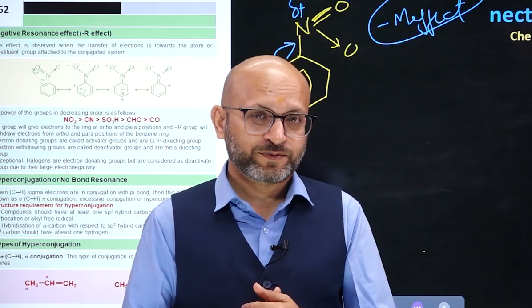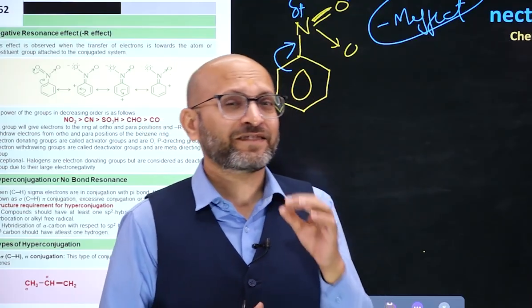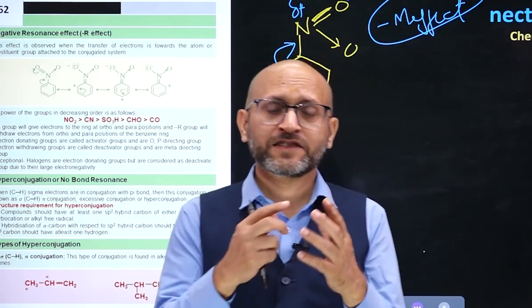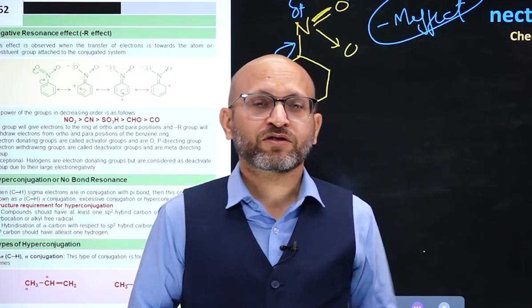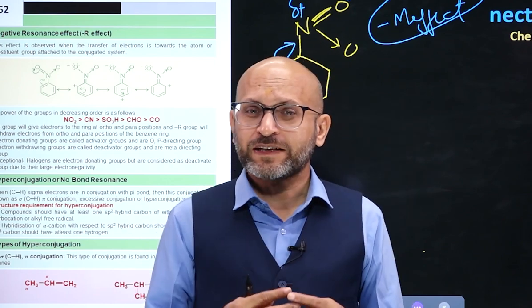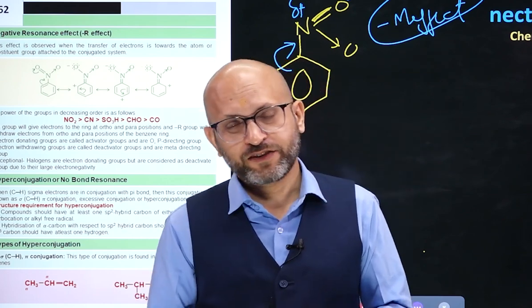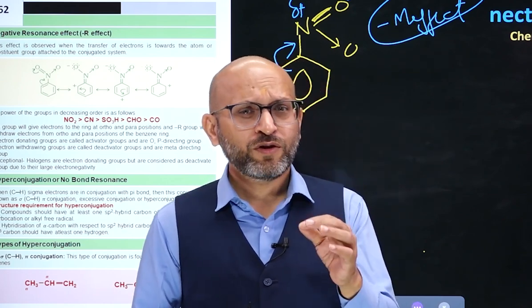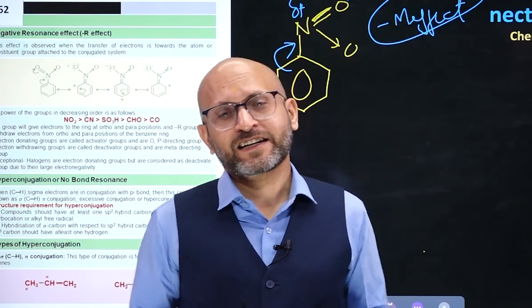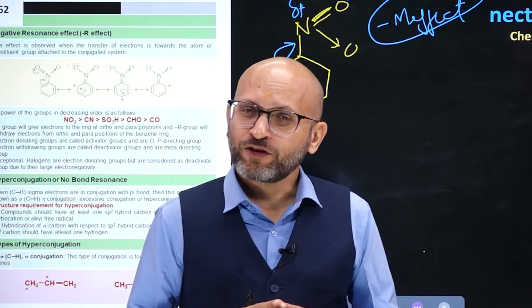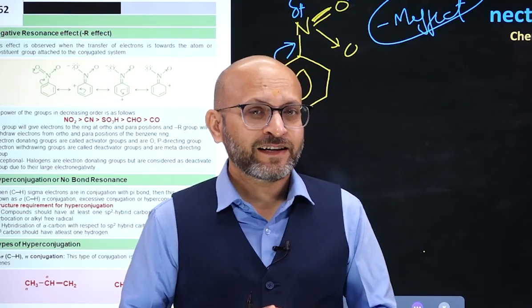and they are deactivating groups. They decrease the reactivity of the benzene ring, because benzene shows electrophilic substitution reactions. The more electrons on the benzene ring, the more the electron density on benzene, the more the reactivity of benzene. So all these groups which show negative mesomeric effect decrease the reactivity of benzene. They are called deactivating groups, and they are meta directing.